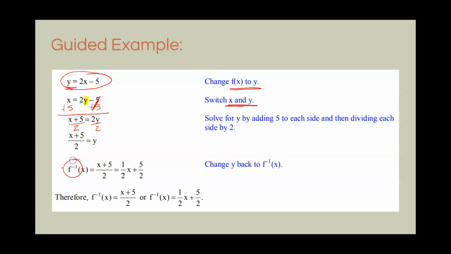We change y to f inverse. Now there's multiple ways to write this, okay? You can say x plus 5 divided by 2, or you can split up and say x divided by 2, or 1/2 x, and then 5 divided by 2, which is 5/2, okay? So we changed f of x to y, we switched our x and our y's, then we solved, and then we changed y to f inverse of x, okay? So we're going to do a bunch of different examples, okay?